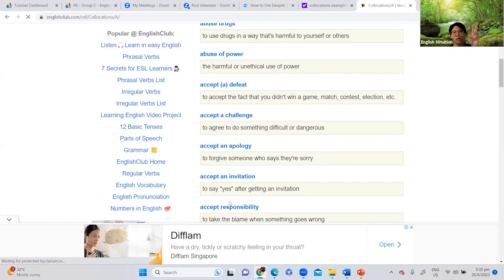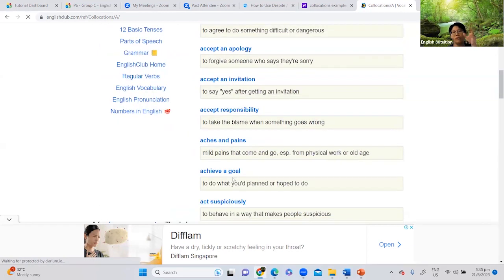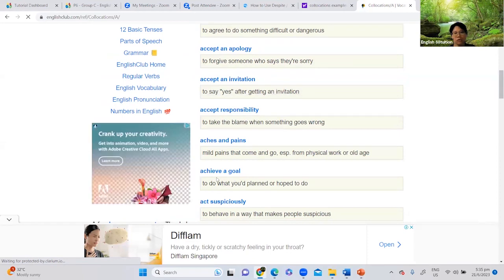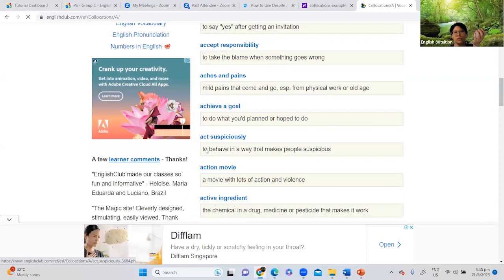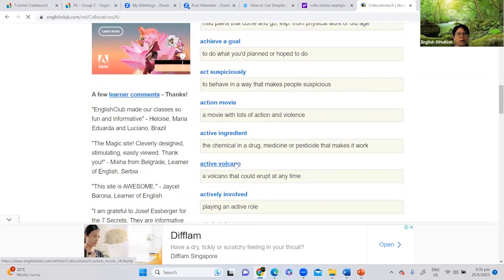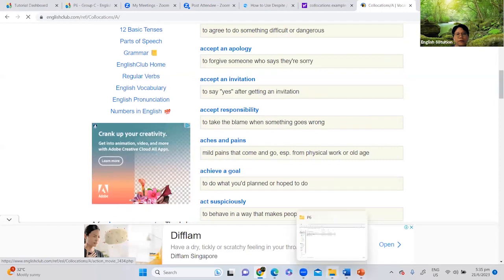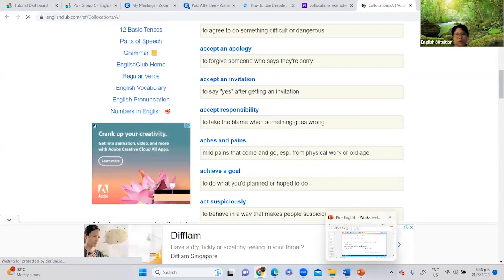So in comprehension cloze, you will normally see this in the question: dash a goal or dash suspiciously. So depending on the context, the answer will be act suspiciously, action movie, etc. There are quite a lot of them. All right, so that's for your information, what collocations are.